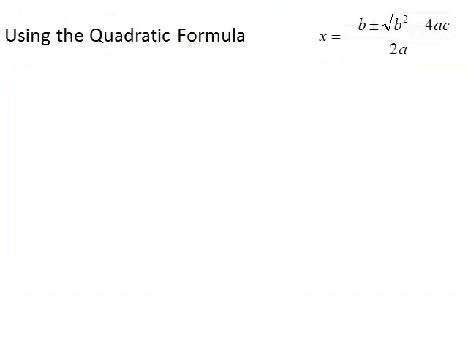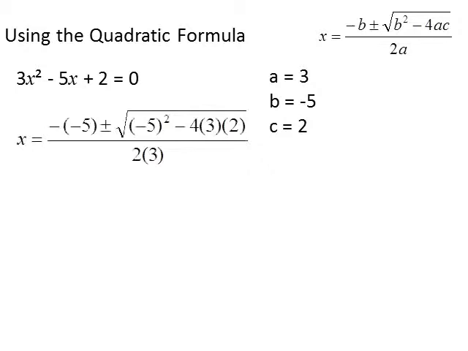Now to apply it. So say I have this equation, 3x squared minus 5x plus 2 equals 0. Well, in this case, a is 3, b is negative 5, and c is 2. So I just plug those in. I'm going to use parentheses whenever I plug in. It's going to make my life a lot easier. So I have negative b, which is negative 5, plus or minus the square root of negative 5, because it's b squared, minus 4 times 3, which is a, times 2, which is c, all over 2 times 3, which is a.